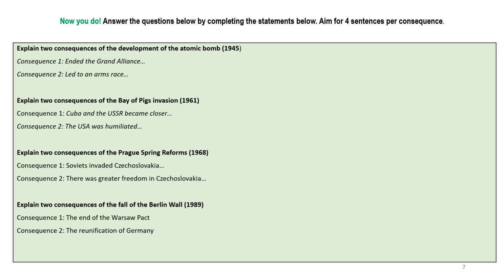The second question that you have here is to explain 2 consequences of the Bay of Pigs invasion. And again, we've got some brackets and a date, and that's 1961. And that's because the Bay of Pigs invasion happened in 1961. So what happened because of the Bay of Pigs invasion? So your first consequence is that Cuba and the USSR became closer. So the USSR, if you remember, it's another phrase for the Soviet Union. So how did they become closer after the Bay of Pigs invasion?